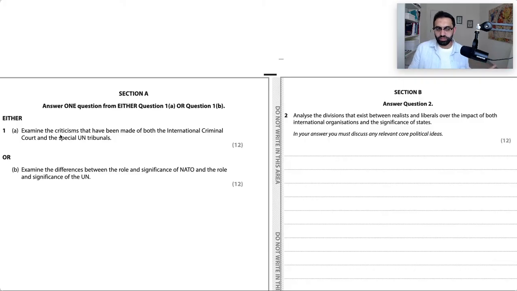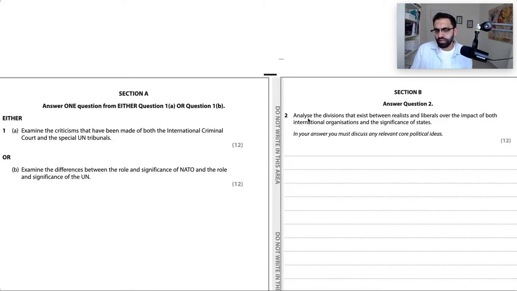It may be asking you for your similarities. It may be asking for the positives, right? The advantages, the successes, rather, of these organizations. And so focus just on what the question is asking you to do. Okay, here's question B, or section B.